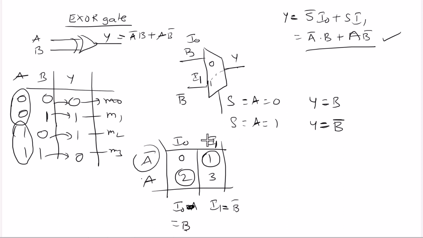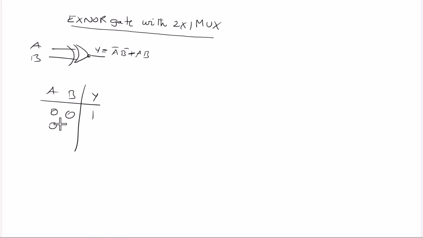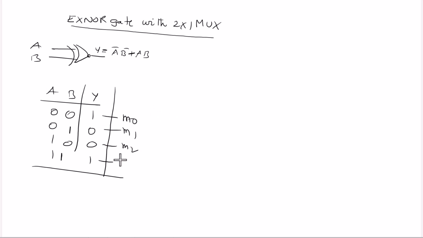Okay, this is also satisfied. In a similar fashion you can observe the exclusive NOR gate also. This is the symbol of the exclusive NOR gate, inputs a b, and y is equal to a bar b bar plus a b is the expression. The truth table has inputs a b and output y. For 0 0 it becomes 1, for 0 1 it becomes 0, for 1 0 it becomes 0, for 1 1 it becomes 1. Okay, it's quite opposite to the exclusive OR gate. So here m0, m1, m2, m3.